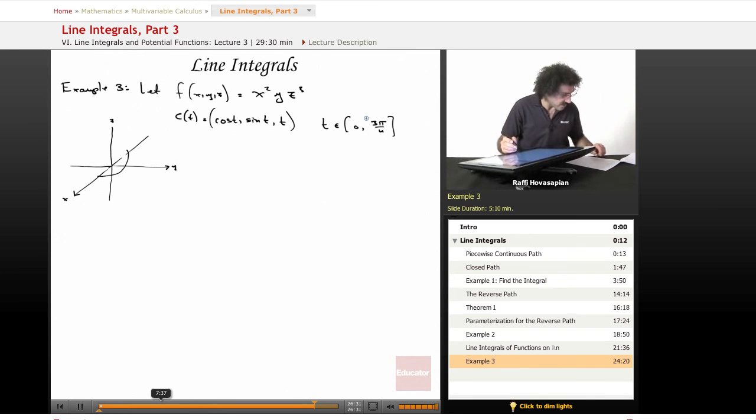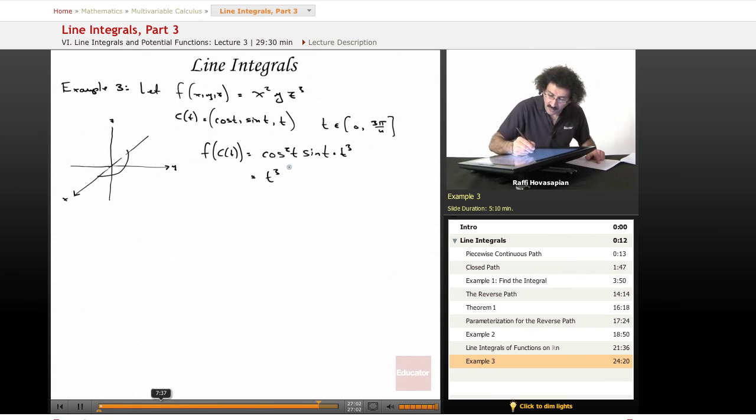So let's see what we can do with this line integral here. Okay, so let's find f of c of t. That's going to equal, actually I don't need this because I'm not talking about a vector, we have cosine squared t times y, which is sine t, times z cubed, so times t cubed. So this equals, in general we put the variable first, t cubed cosine squared t sine t.